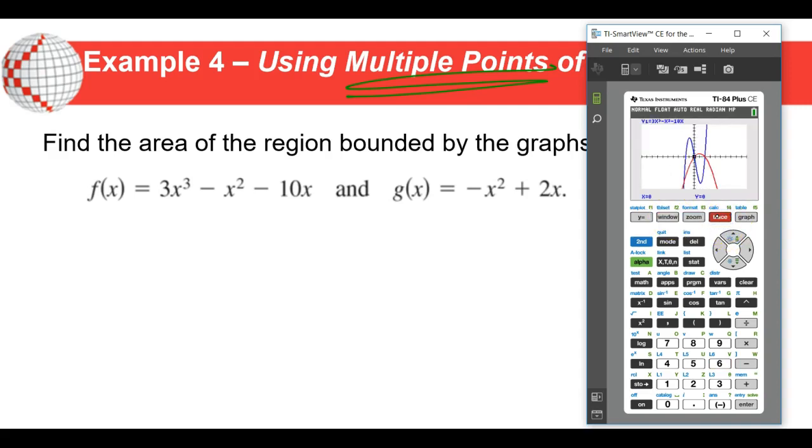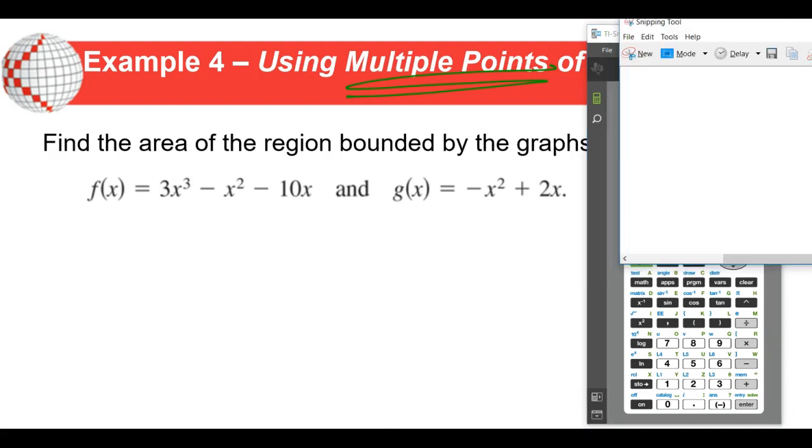I could play around with my window. I don't need to see quite so far left and far right. And there's a little bit better view of it. But you can see that I've got multiple points of intersection.